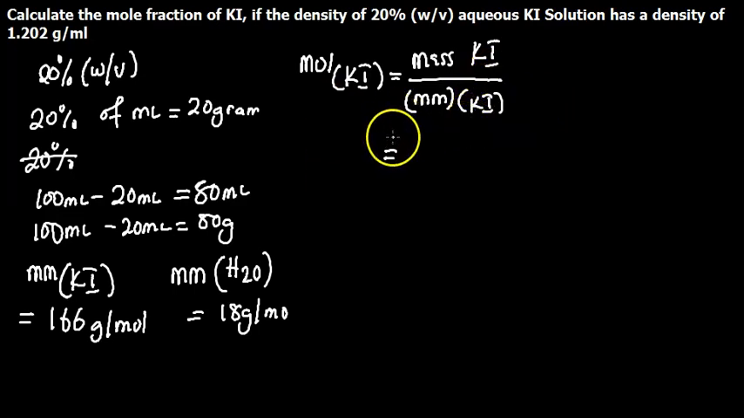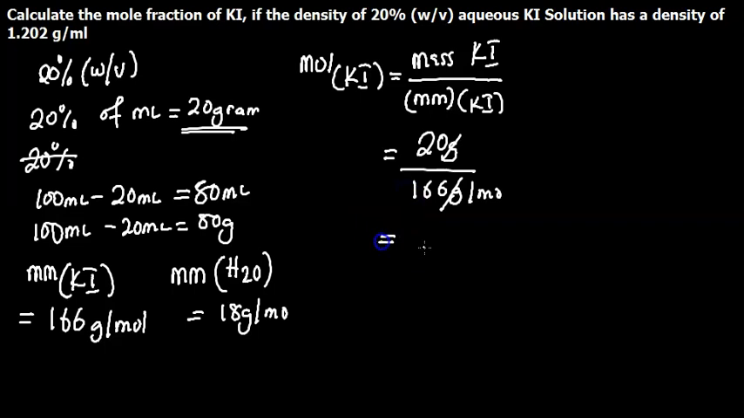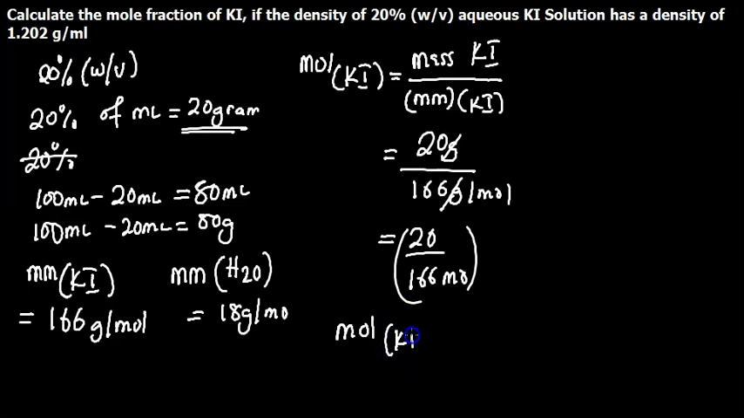So the moles is simply going to be 20 grams, that's what we are given here, divided by 166 grams per mole. In this case, grams will cancel out. We're going to have the moles of potassium iodide to be 20 divided by 166 moles. If you divide, this is simply going to be 0.1205 moles.